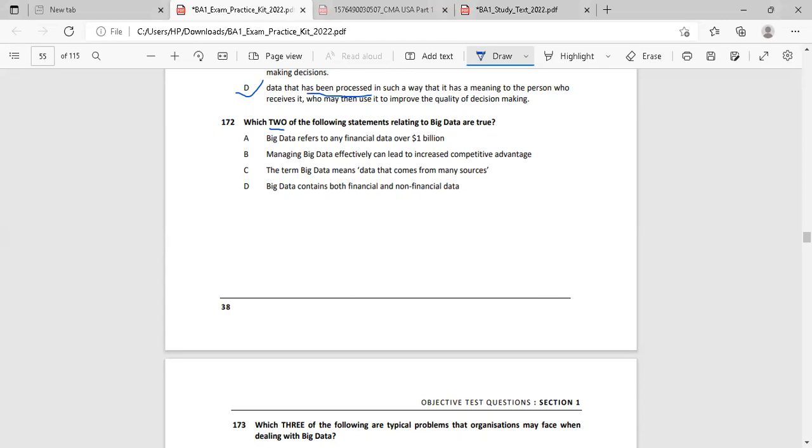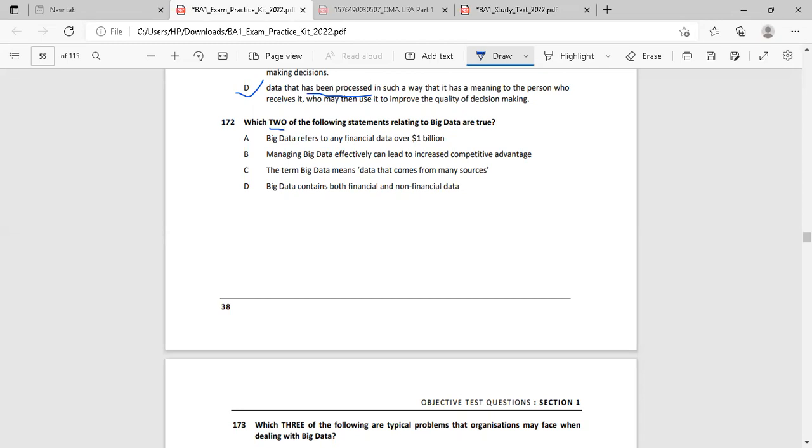Then the second one says that managing big data effectively can lead to increased competitive advantage. Yes, we can see that if big data analysis is available, more reliable analysis is available, so they can have a better advantage over their competitors. So it can lead to increased competitive advantage. That will be true.